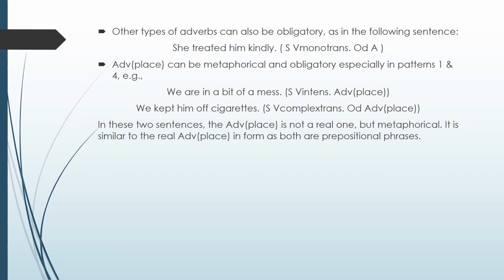And we said that one of the forms in which we can find the adverbs of place is what? A prepositional phrase. For example, these two sentences: we are in a bit of a mess, and we kept him off cigarettes. In these two sentences, we have an element appearing after the verb in the first sentence and after the direct object in the second sentence, in the form of a prepositional phrase. They are essential. If we try to delete them from the sentence, our sentences will be meaningless. So they are essential to the structure and meaning of the sentence.